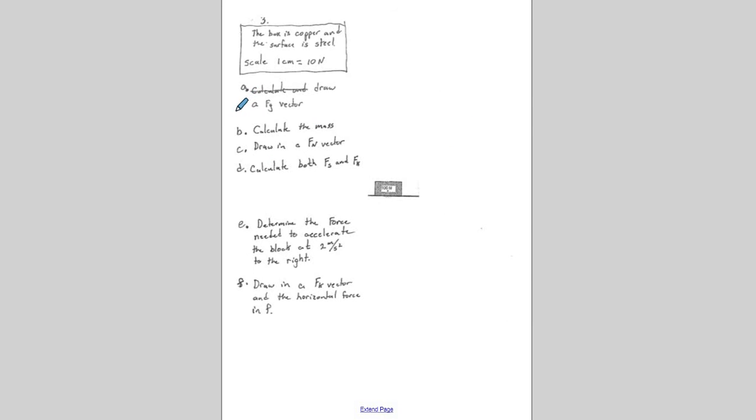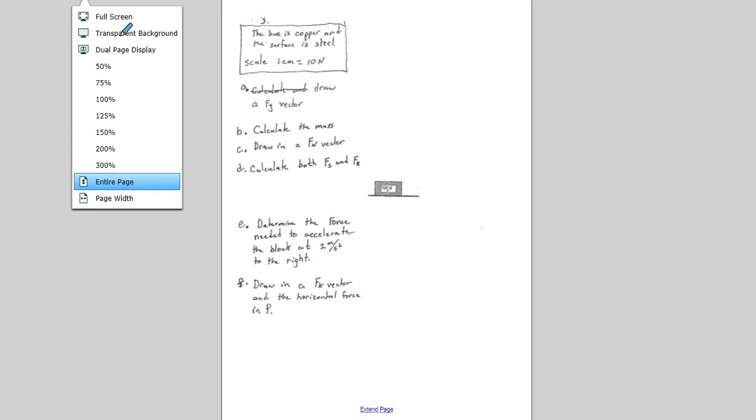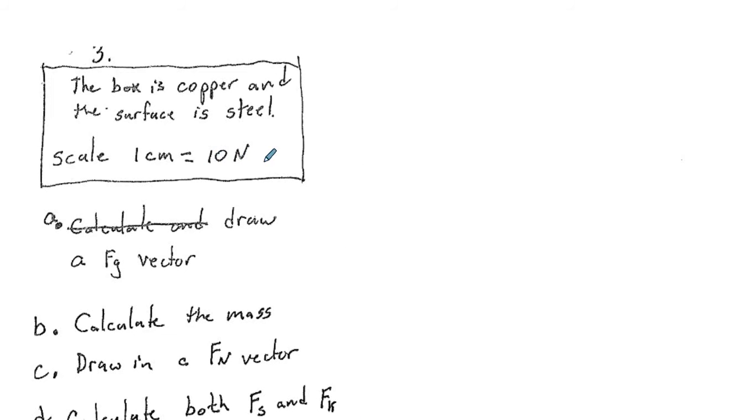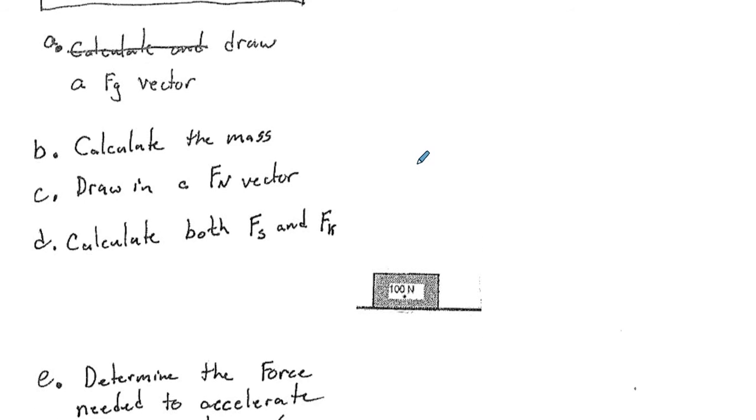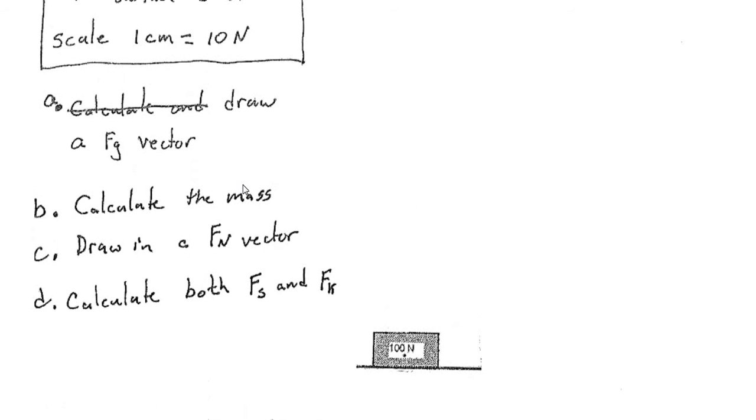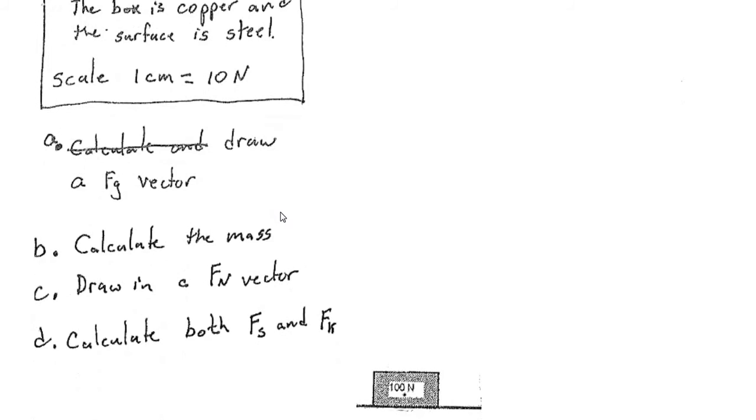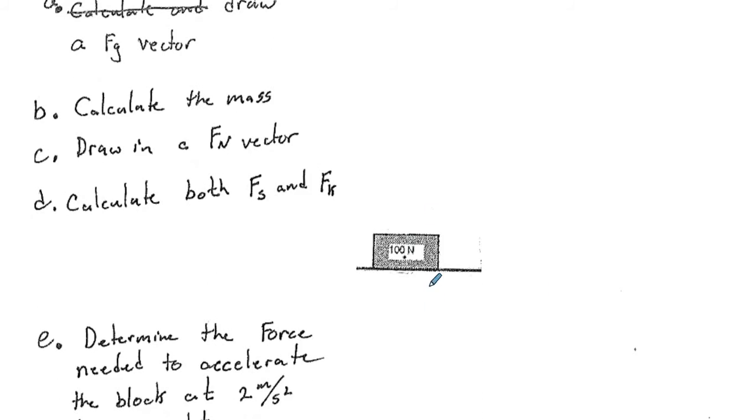We're looking at, and I'm going to change the screen here, a box that is copper on a steel surface. If we look down below here, we want to show the scaling effect. Once again, we're using a protractor and ruler. So draw a force of gravity vector. We have a 100 newton block, so 100 newtons, and I need to draw an arrow.